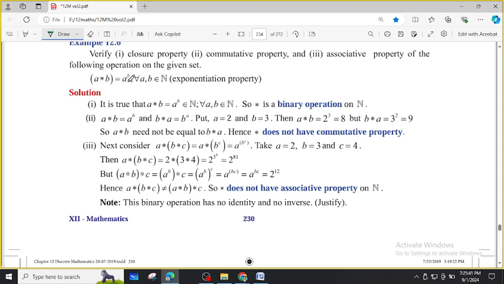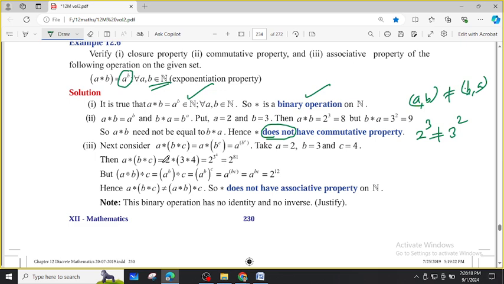Here a star b is defined by a power b, on the set of natural numbers. If a and b are natural numbers, a power b is also a natural number, so the closure property is true. But it is not commutative, because if you take two elements, 2 power 3 is not equal to 3 power 2. We can say that a star b is not equal to b star a. So a power b is not commutative.